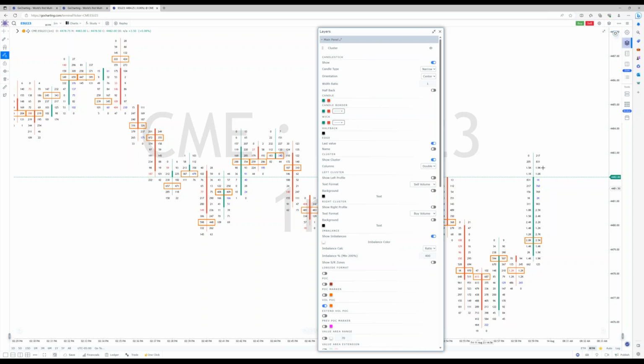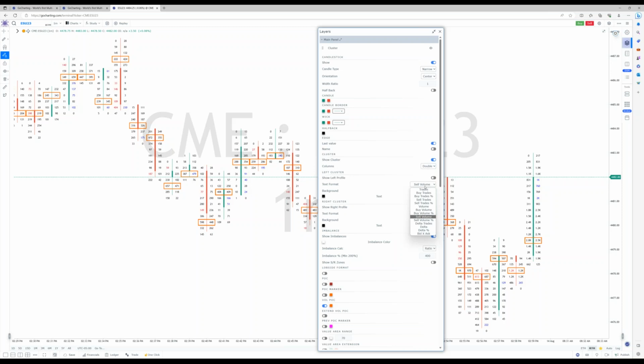So since I'm using a double-sided cluster, a right side and a left side, I know that the left side is going to be what aggressive sellers are selling into the bid. So that's why I have it as sell volume. And the right side is where aggressive traders are buying from the passive sellers. So that's why it's buy volume.